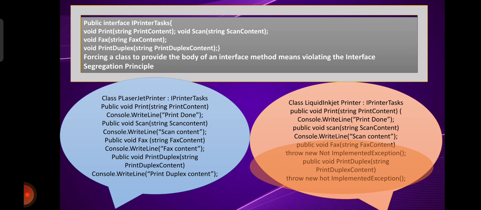In the first class, we implement the interface IPrinterTask. Here, we are able to implement all of these methods. Here, no problem at all. But in the second class, it is only possible to implement print and scan. But we override the methods fax and duplex and throw an exception. Whenever we force a class to provide the body of an interface method, it means violating the Interface Segregation Principle.